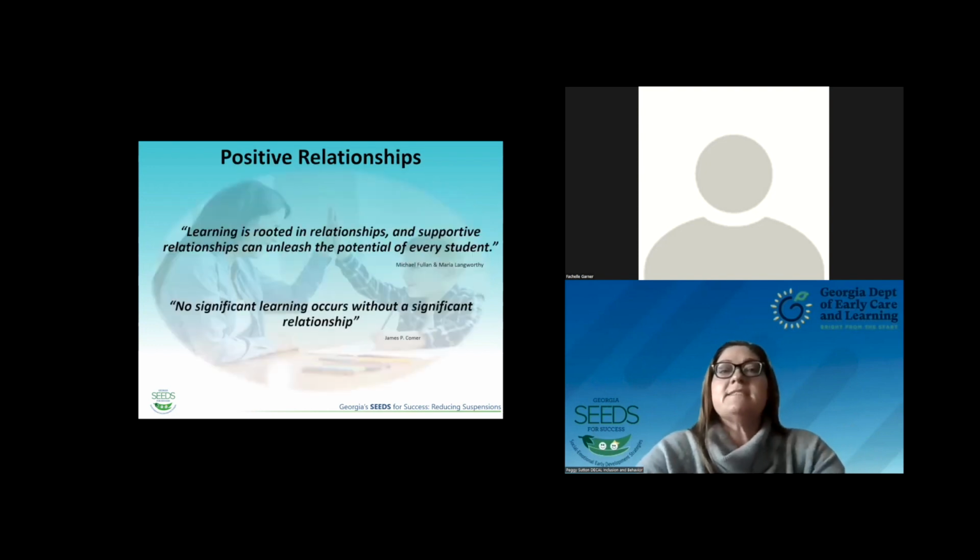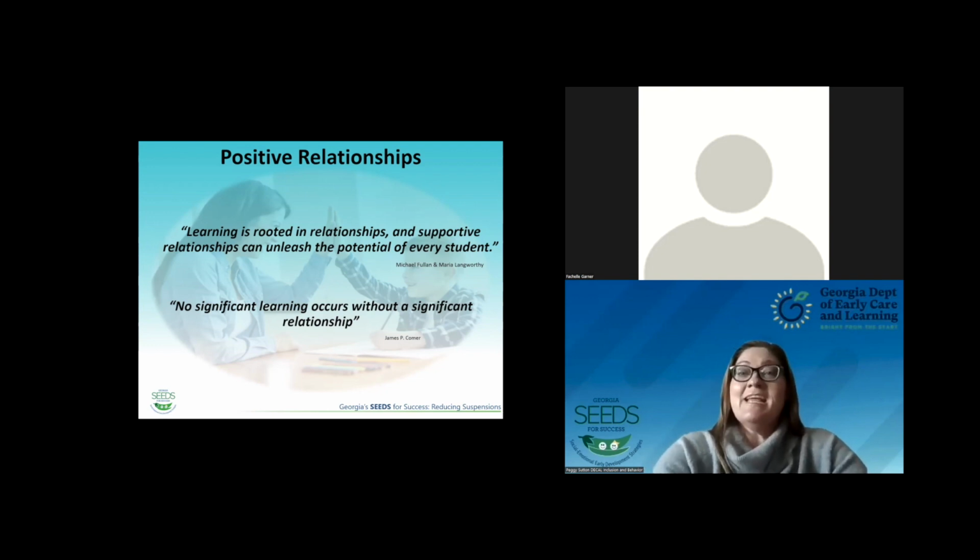To further express the importance of building a relationship with the family, we would like to point out what Michael Fullan and Maria Langworthy state in this quote: "Learning is rooted in relationships, and supportive relationships can unleash the potential of every student." Also, James P. Comer states that no significant learning occurs without a significant relationship. Research tells us that the most important thing that we can do is build relationships with the learners, that's right, their families, and your staff.